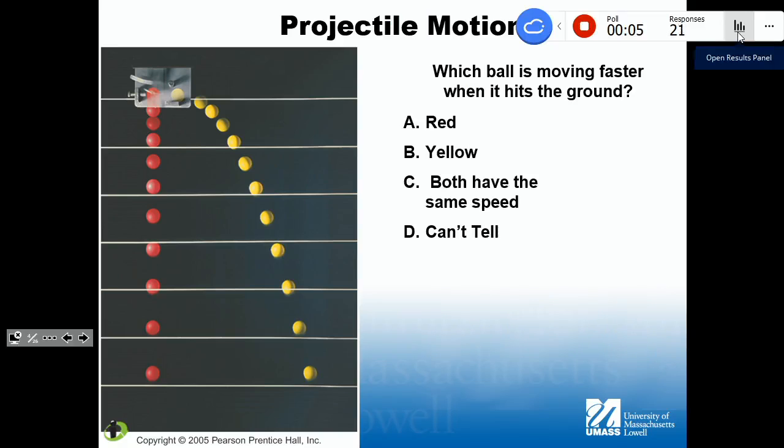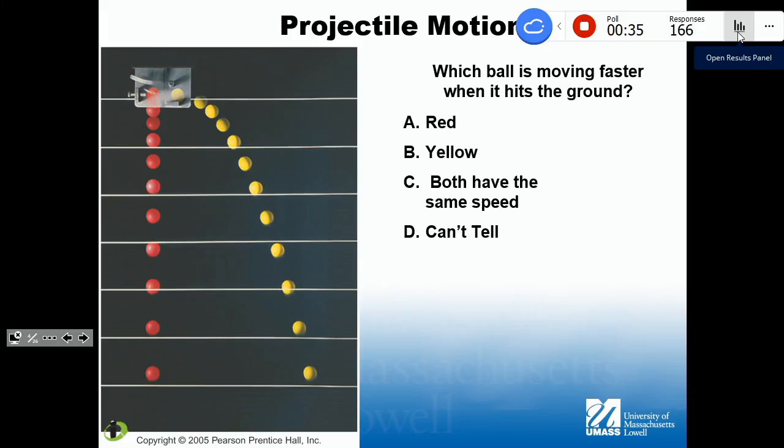You have a red ball and a yellow ball, and now I'm asking for speed. Combine this with the previous question. In this case, the yellow ball is fired horizontally, the red one is dropped, and I'm asking which one is moving faster when it hits the ground. Moving faster just means I'm asking for speed, whichever one has the highest speed. There are multiple ways to answer this. You know that they land at the same time.